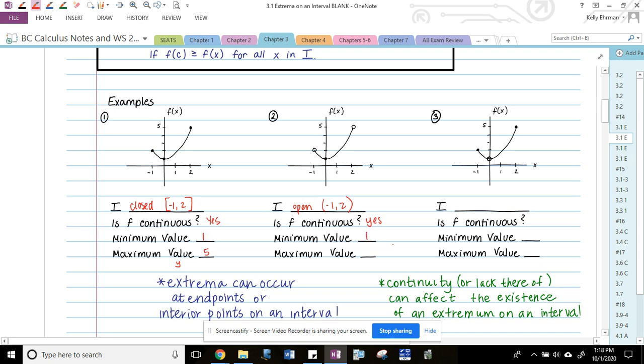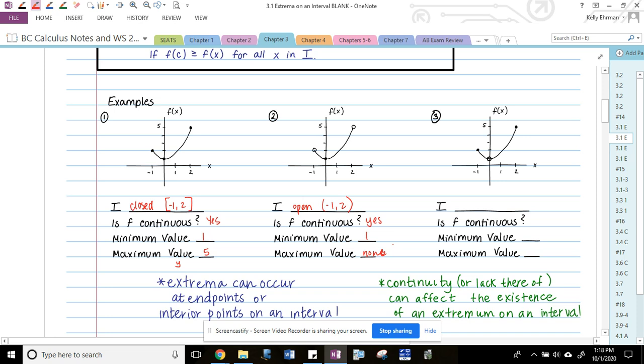Is there a maximum value? So it's got to be the highest point on the graph, right? And you might want to say something like 4.9 repeating, but remember, 4.9 repeating is not a finite number that we can reach. So if your highest point is not defined on the graph, then there is no maximum value. It's supposed to say none.